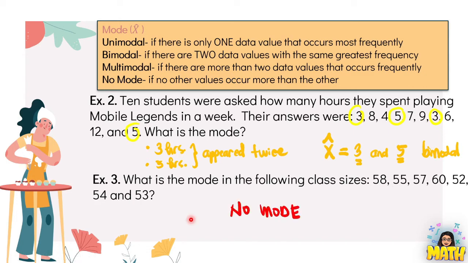So here, it is possible that the data has no mode kung walang data or score na nag-appear more than the other. Sa mode, possible na isa lang yan, dalawa, or mas marami, kung yun yung may pinaka-greatest frequency sa set of data. Kung wala naman, we can simply indicate that there is no mode for that. Okay?